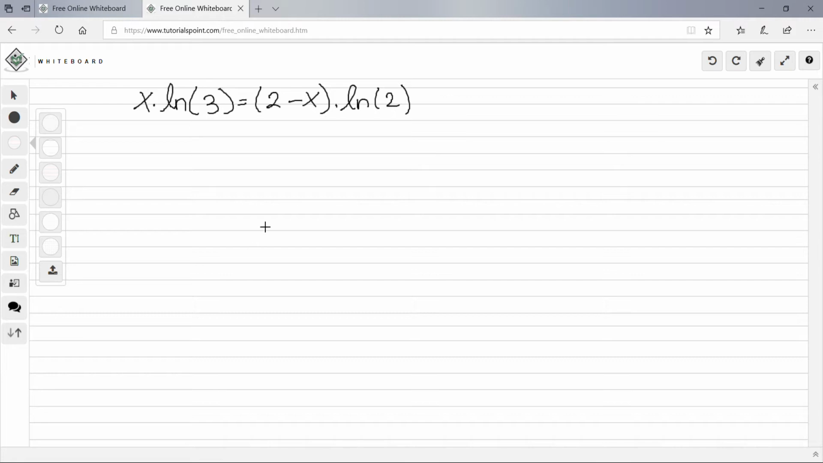So this one is, we have x times natural log 3 equals 2 minus x times ln of 2. Can we simplify this even more? We can simplify the right side. We're going to distribute. So this 2 is going to be 2 times ln of 2, and then this negative x is going to multiply by ln of 2. So the right side is going to be 2 times ln of 2 minus x ln of 2. I'm just foiling. The left side stays the same.